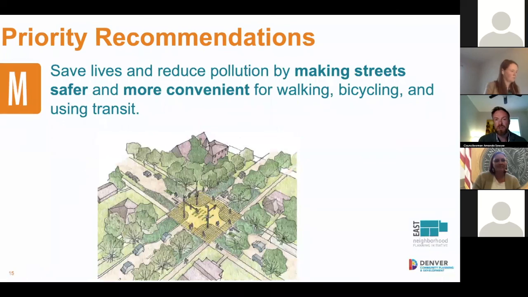Saving lives and reducing pollution by making our streets safer for walking, bicycling, and using public transportation. This has been top of mind, especially for some of the key streets that we've heard about, 13th, 14th, 17th, 16th, making sure that those streets are safe for our children and all of our residents to traverse on a day-to-day basis.